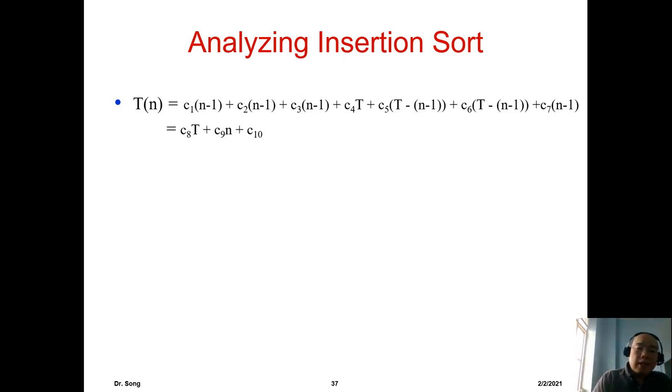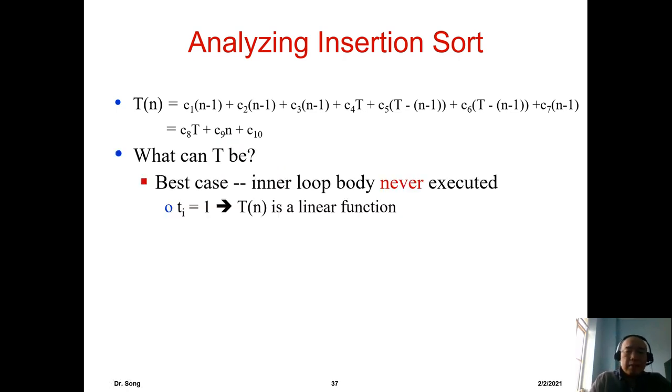But the Tn will be in this form: a constant 8 times T, plus a constant 9 times n, plus the constant 10. Okay? So this is a polynomial of T and n. So what is T again? In the best case, what is T?